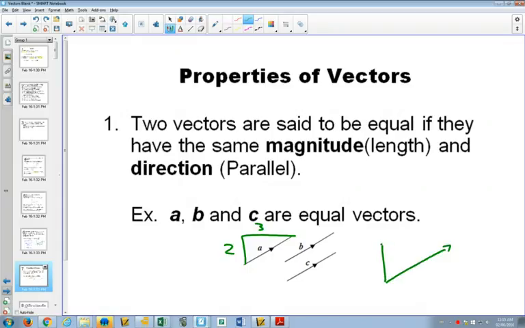even if you have another place where it started at a different place and went up 2 over 3, those vectors would be the same, because they would go in the same direction and have the same length.